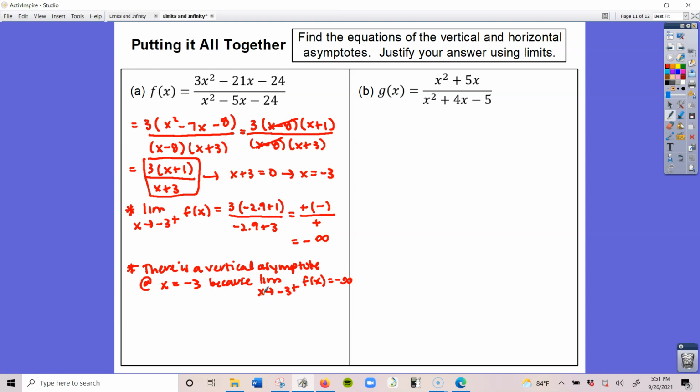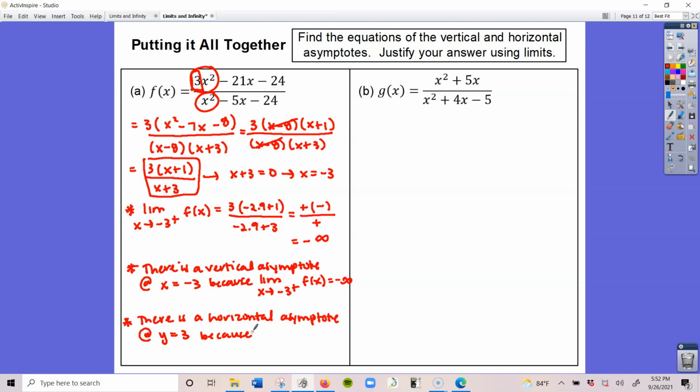Now to figure out if we have a horizontal asymptote, we compare the degree from the numerator with the degree of the denominator. These are my leading terms. Since they have the same degree, we take the leading coefficients and divide them. This is 3 over 1, so that means that I have a horizontal asymptote at 3. So we would say there is a horizontal asymptote at y equals 3 because, and then we would state our limit.